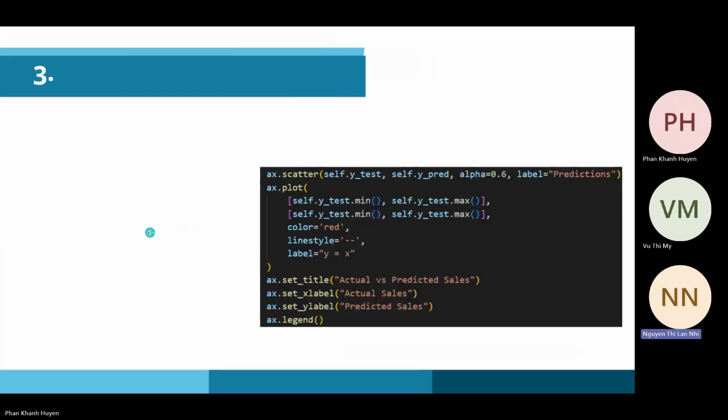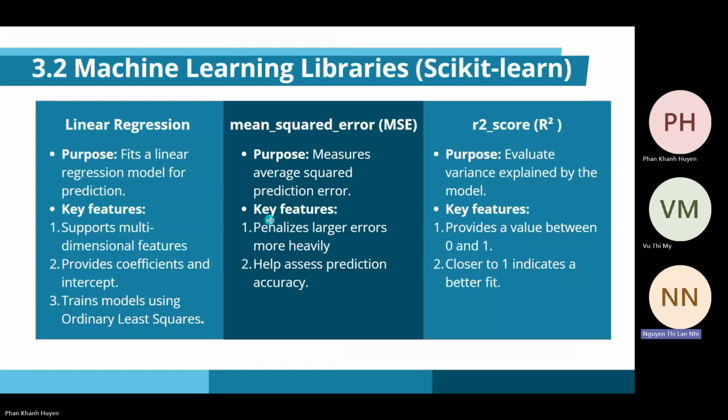The machine learning libraries divide into three sections: linear regression, MSE, and R squared. The purpose of linear regression is to fit a linear regression model for prediction, handling multi-dimensional features. It provides coefficients and intercept, training the model using ordinary least squares.